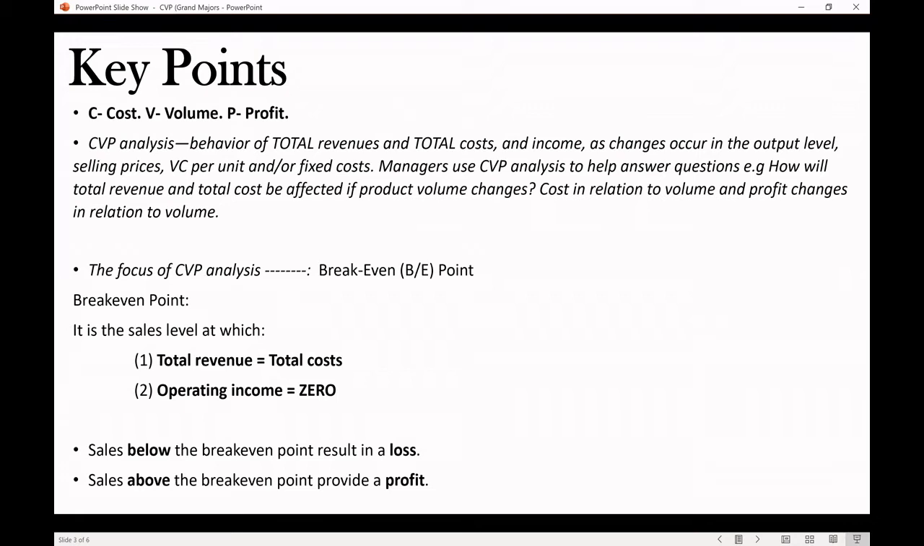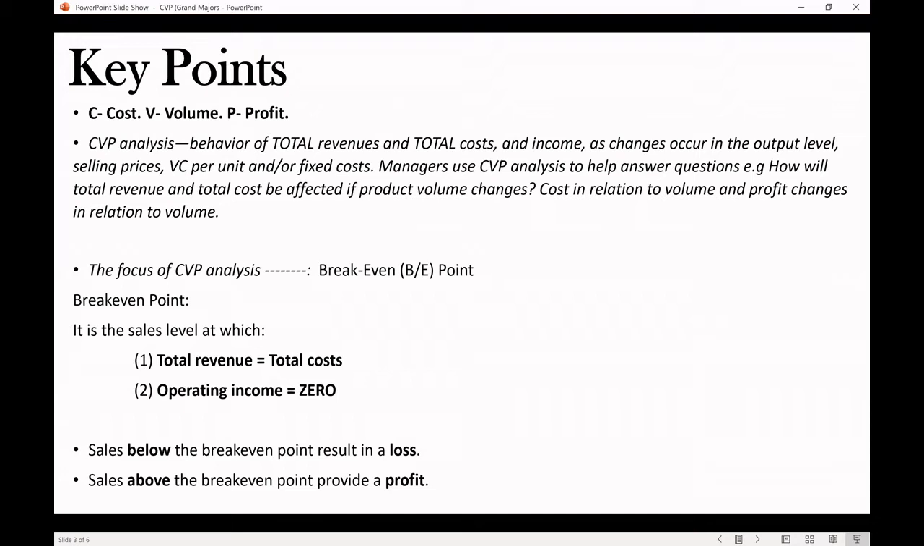It's better to be breaking even than to be making a loss. Because if you're making a loss, it means that you're not breaking even. You can't even pay for your costs, and that is doubly bad. So I'll say, start at breaking even. The next point is, if sales are below the break-even point, that results in a loss. You're operating within a loss. But if sales are above the break-even point, you're operating within a profit. So you want to be above break-even.